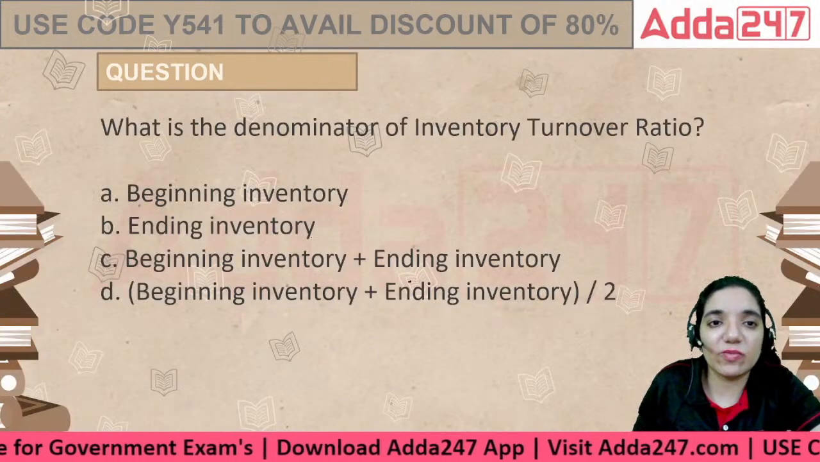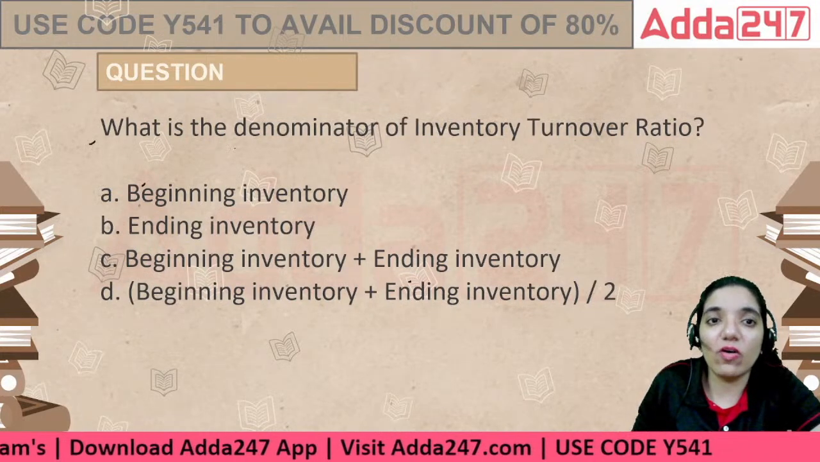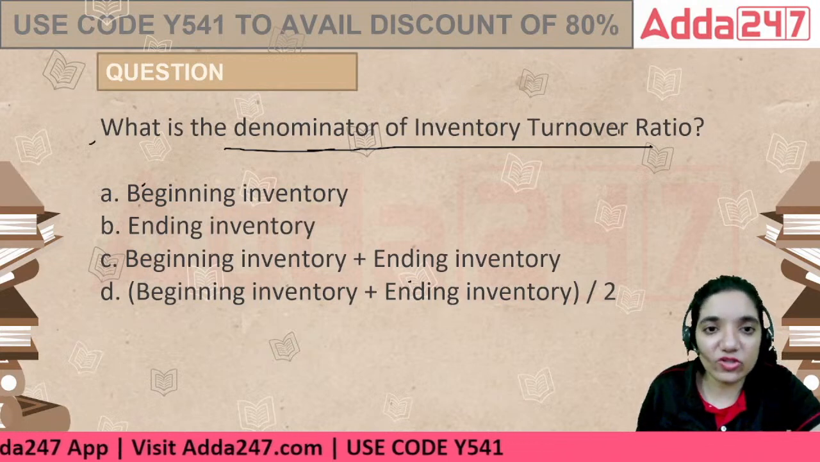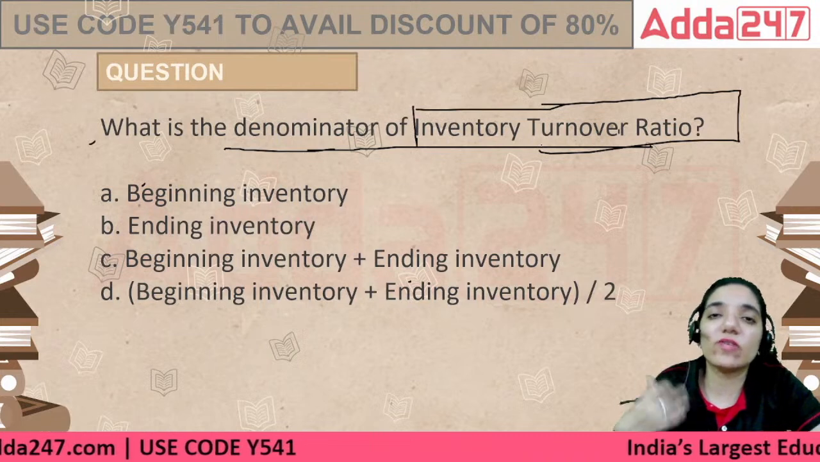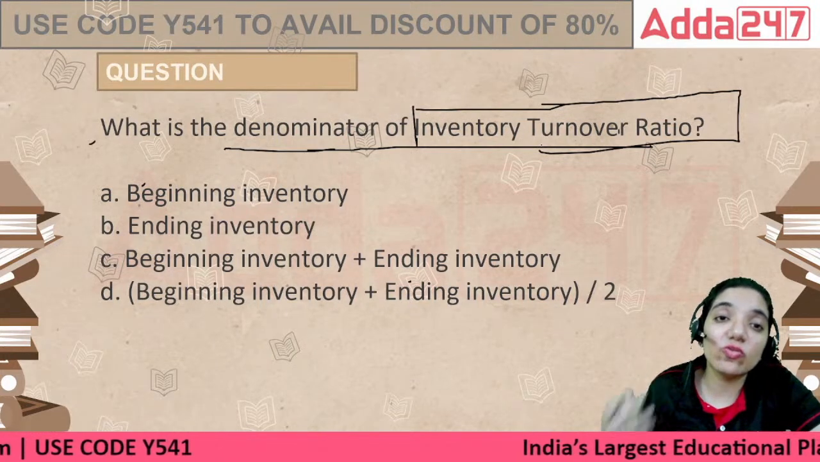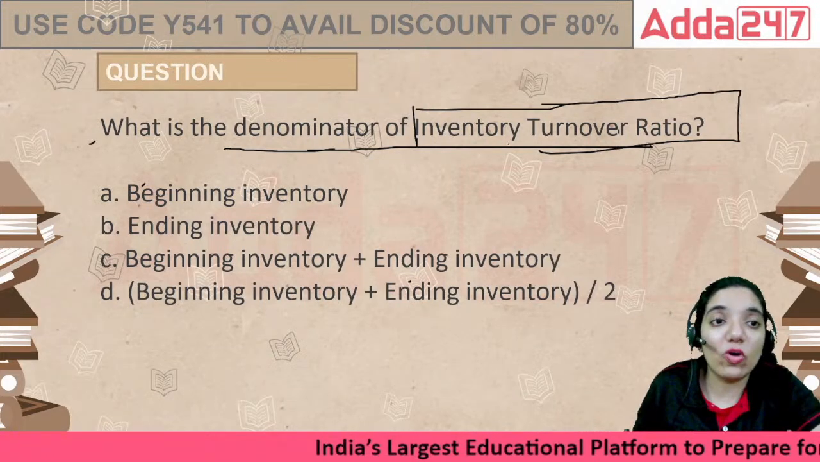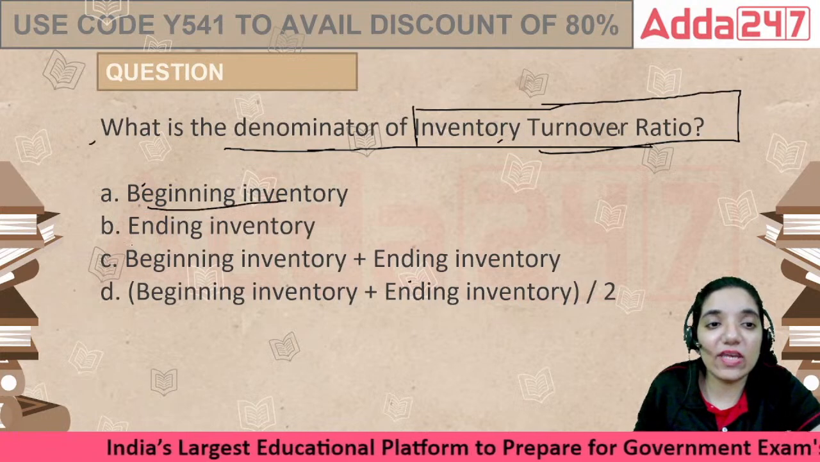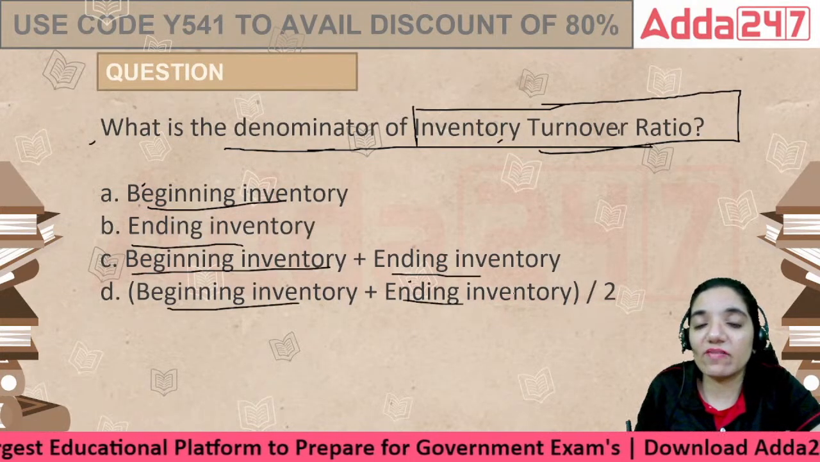Here comes the next question, everyone. What is the denominator of the ITR, inventory turnover ratio? A very important ratio for the examination. So I'll just give you a few of the most important turnover ratios in this question, so that you have the compilation of a few ratios here only. What is the denominator of inventory turnover ratio? Beginning inventory, ending inventory, beginning plus ending inventory, or beginning plus ending divided by 2.